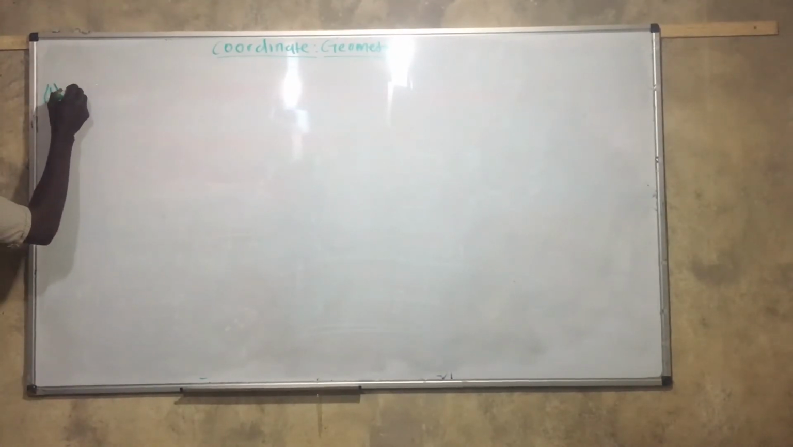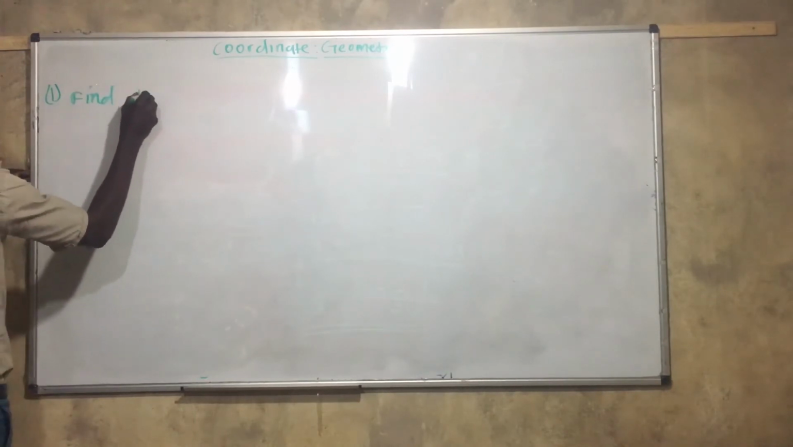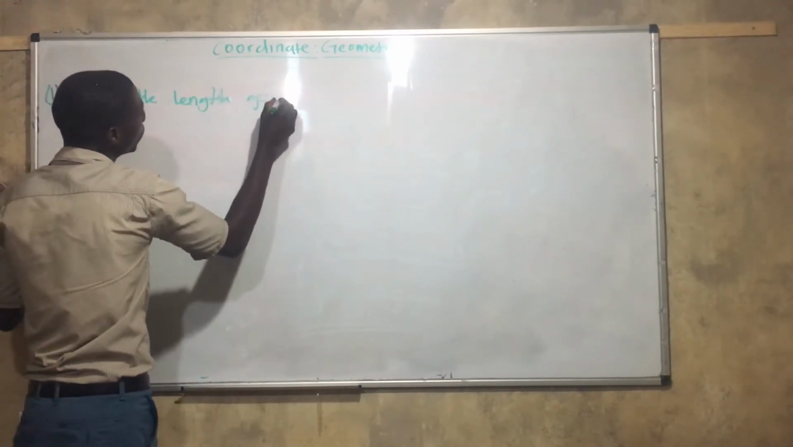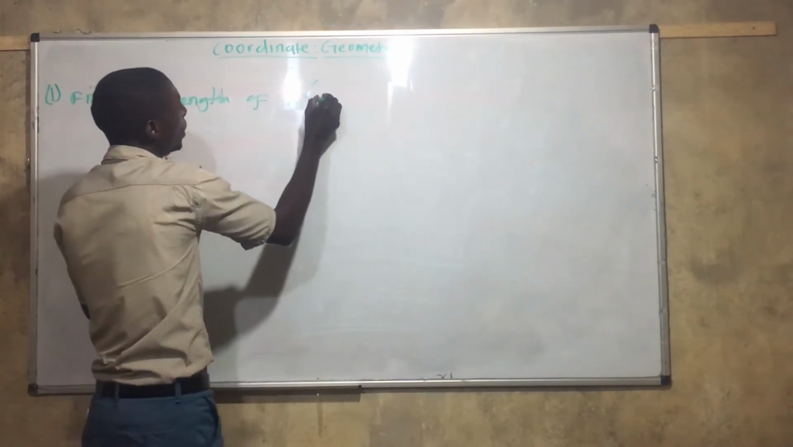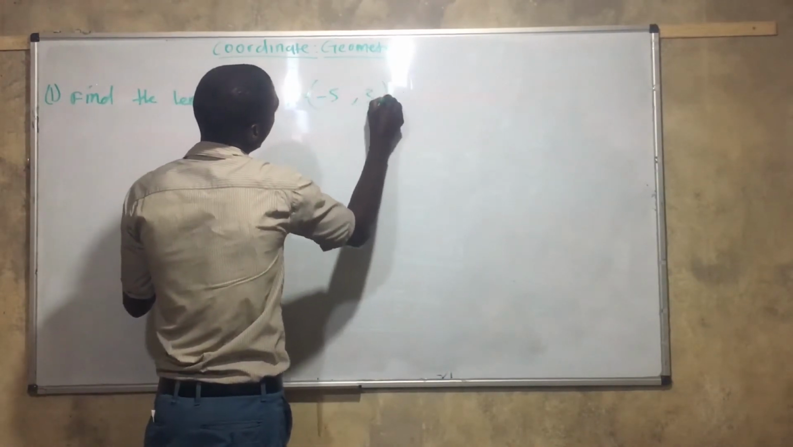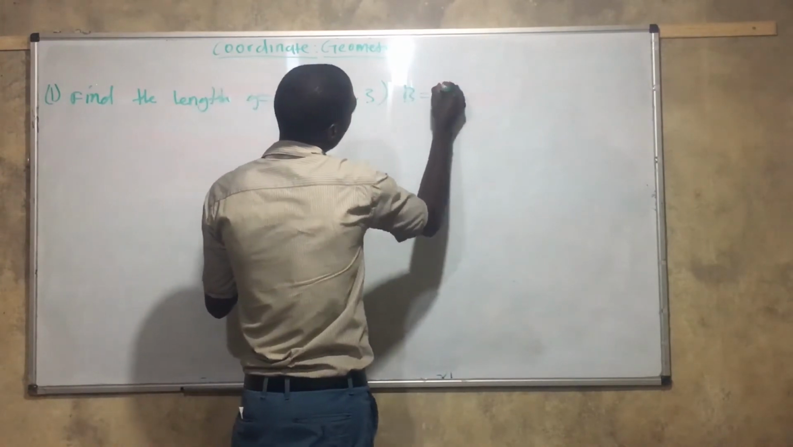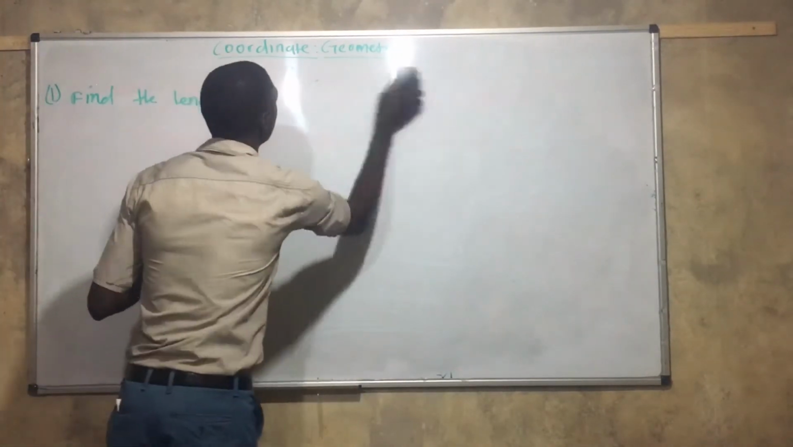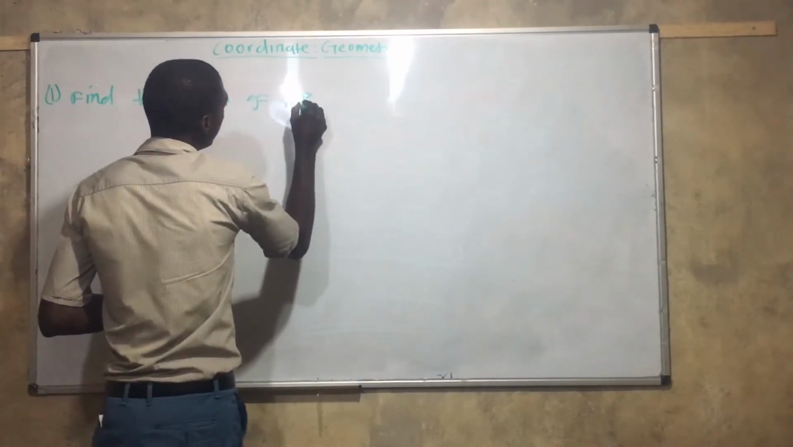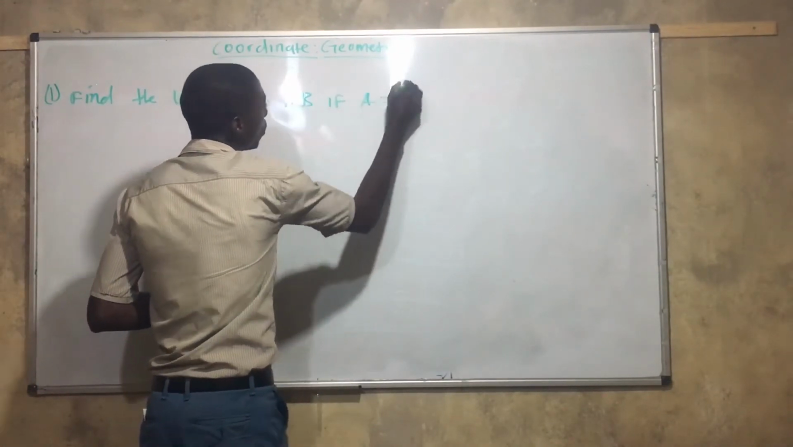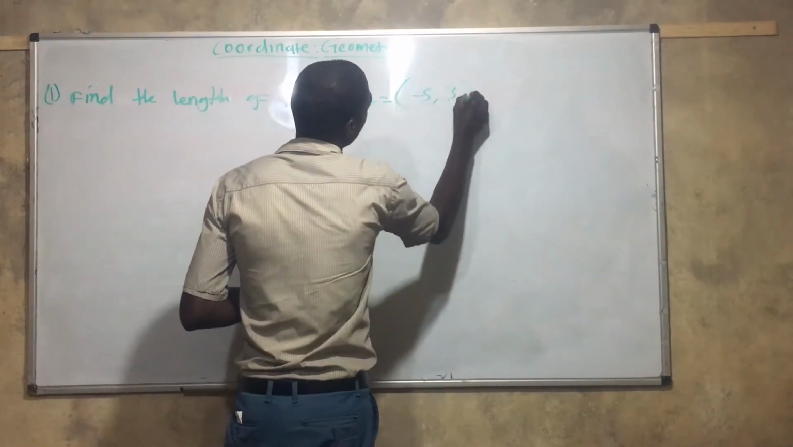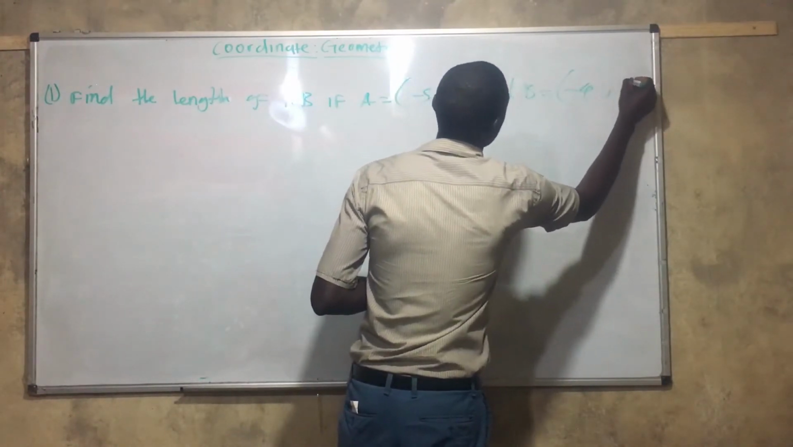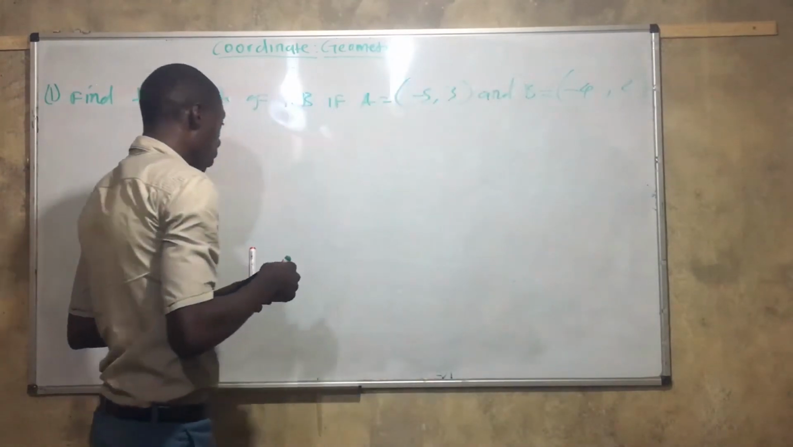Okay, let's look at this example. Find the length of AB if A is equal to (-5, 3) and B is equal to (-4, 2). So we want to find the length.